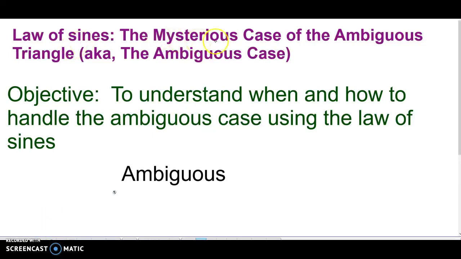We're going to talk about the law of sines in the case that is ambiguous. The ambiguous case, you might be wondering, what does the word ambiguous mean? And today we can go ahead and look it up online.